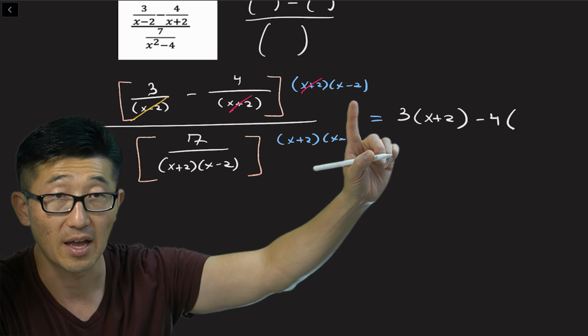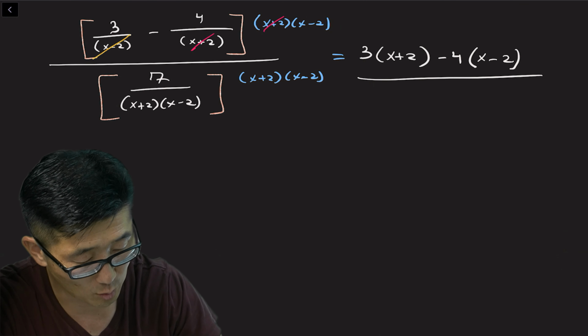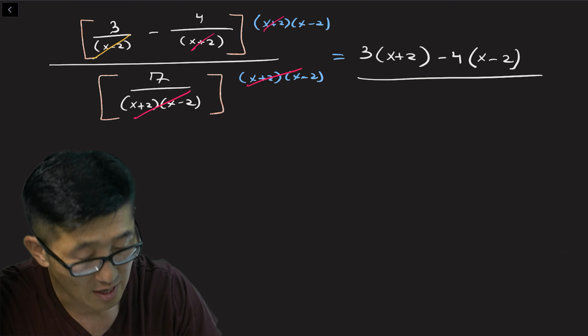Let's take a look at the bottom. Well, guess what? These two are the same. Can we cross both of them out? Yes, and guess what? All we have left is the number 7. Okay, now this is easy. Oh, I totally forgot. What's our excluded value? X cannot equal 2 or -2.